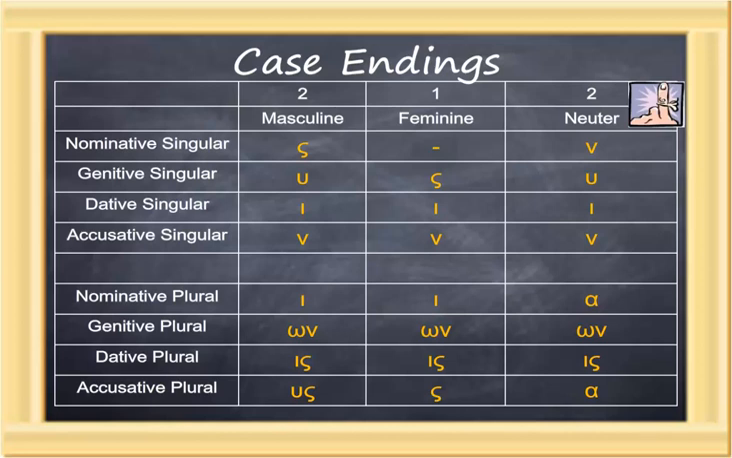For the first and second declensions, the endings are, for the nominative singular, sigma, nothing, nu. Genitive, upsilon, sigma, upsilon. Dative, iota, iota, iota, which always subscripts in the first and second declensions. Accusative, nu, nu, nu. And then in the plurals, iota, iota, alpha, omega nu, omega nu, omega nu for the genitive, iota, sigma, across for the dative, and upsilon, sigma, sigma, alpha for the accusative in the plural.